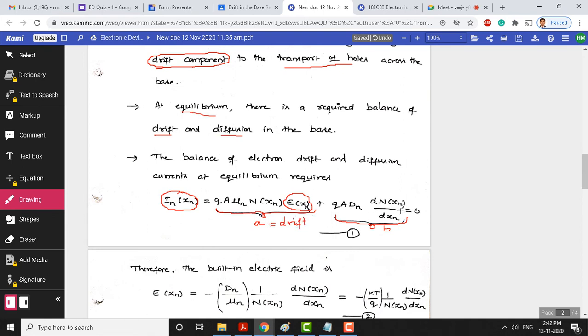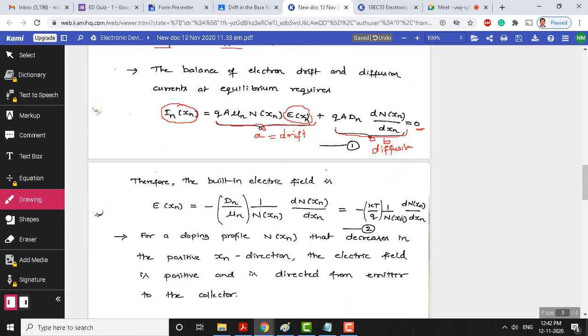And since there is a derivative here, this shows that there is a concentration gradient. This establishes the concentration gradient. Therefore, this B is due to the diffusion. So, at equilibrium both drift current and diffusion current become 0. So, you can simplify this and obtain a simplified equation from that.